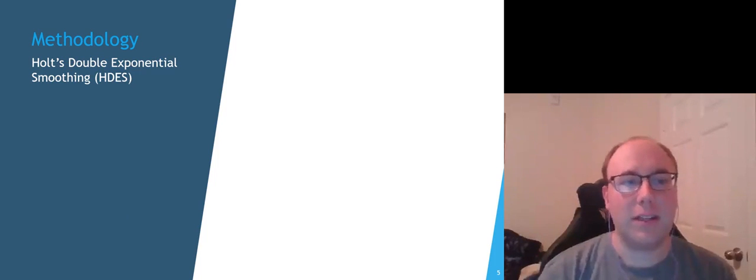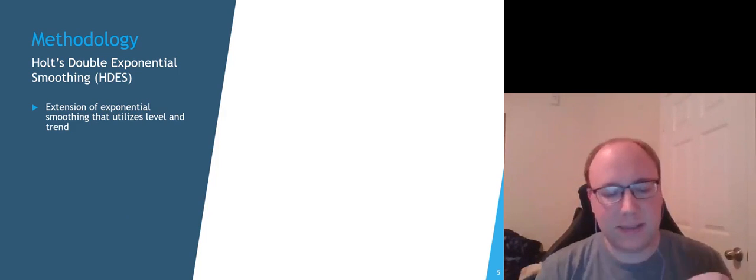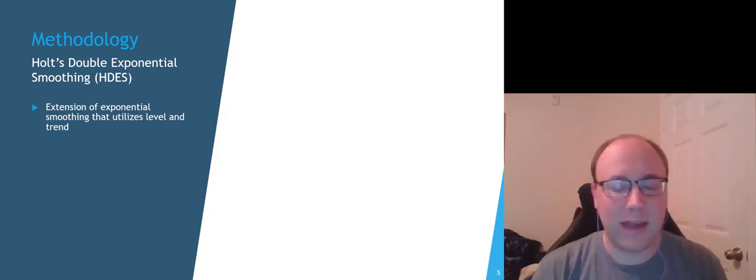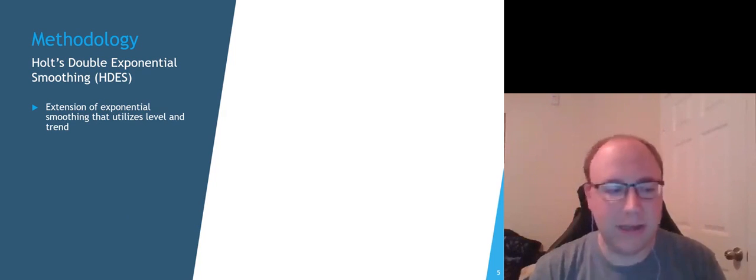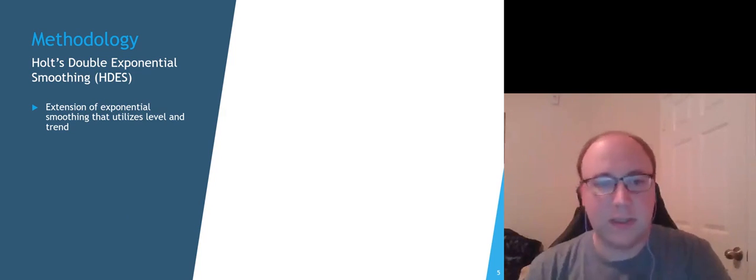So for the methodology, we used two algorithms. The first one is Holt's double exponential smoothing. It's a variant of the normal exponential smoothing, where normal exponential smoothing takes its recency bias in the form of a mathematical equation. It takes previous data points and uses that to predict future data points.